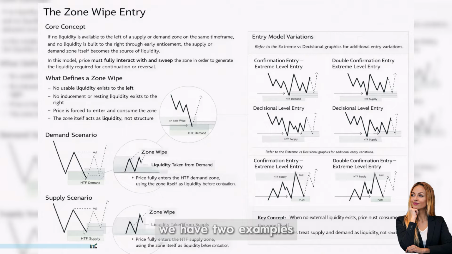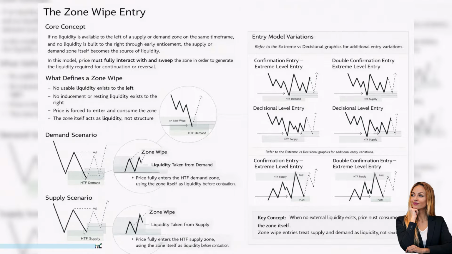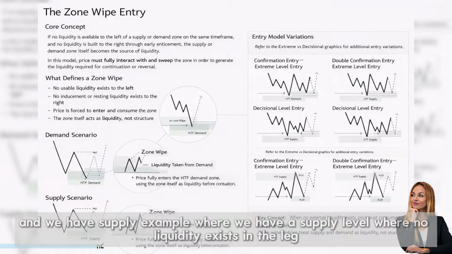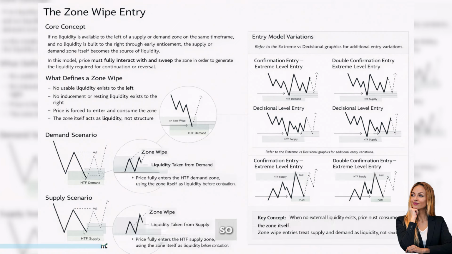We have two examples. We have the buy example where we're looking to trade demand with no liquidity in the leg. The zone is liquidity, so the zone is likely to be swept. And we have a supply example where we have a supply level where no liquidity exists in the leg and no liquidity is built to the right. So on either demand or supply example, the zone itself is swept.